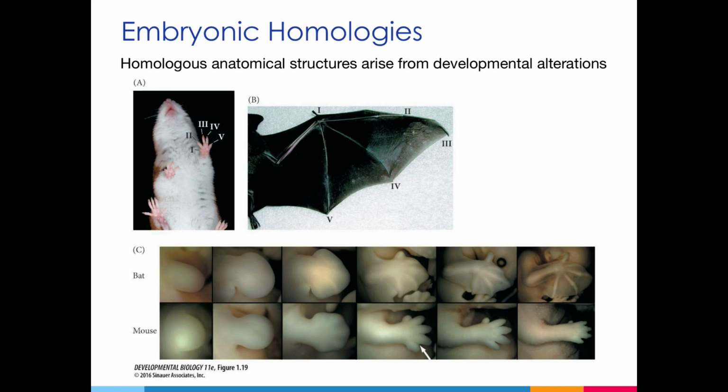Additionally, there are other differences in gene expression that cause the digits of the forelimbs of bats to grow longer compared to those of mice. And this illustrates how evolutionary changes in anatomy take place through changes in development as a result of alterations to gene expression.